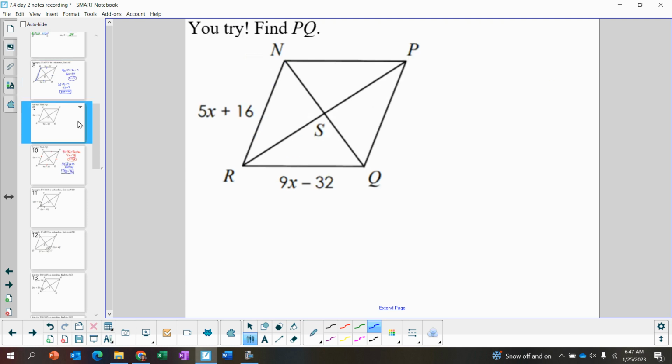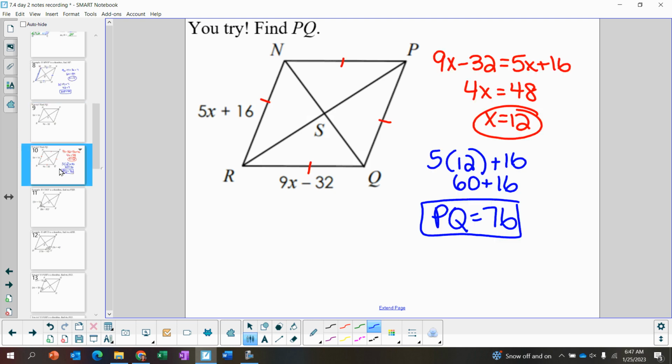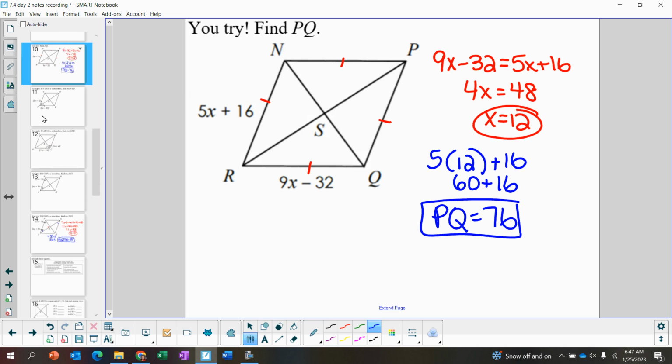So you can go ahead and try the next one. Find PQ, pause, and when you're ready to see the answer, hit play. All right, setting them equal, we get x is 12, and because we're looking for PQ, I could plug it into either. It was easier for 5x plus 16, so PQ is 76.